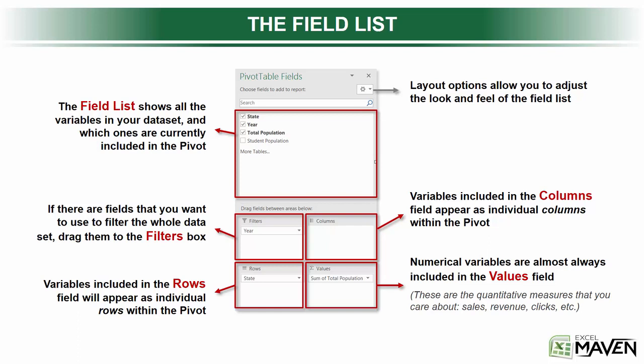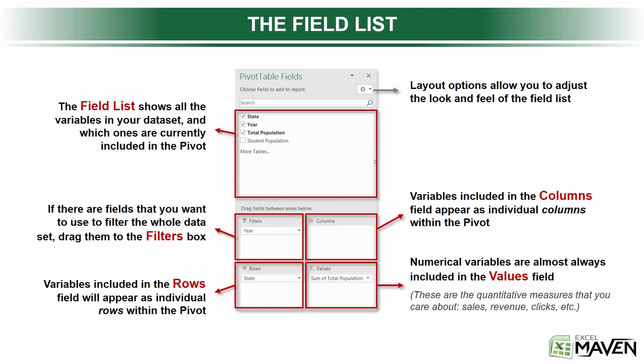The first step towards mastering pivot tables is understanding exactly how the field list works. Think of the field list as your cockpit or your command center, where you can drag and drop your fields to customize exactly how the data in your pivot table will be displayed. Now there are 5 key sections of the field list to pay attention to.